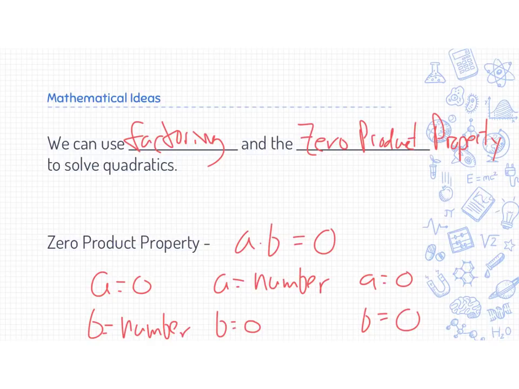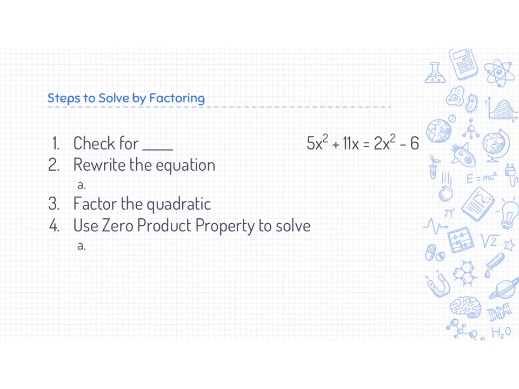And so that is what now allows us to solve as we head. Alright, so steps to solve by factoring. So one, we want to check for our GCF because our rules of factoring haven't changed. So our first step we always want to do is check for a GCF. Now, as we look at this one, sometimes we have to do step 2 first and rewrite the equation so that it is now set equal to 0.